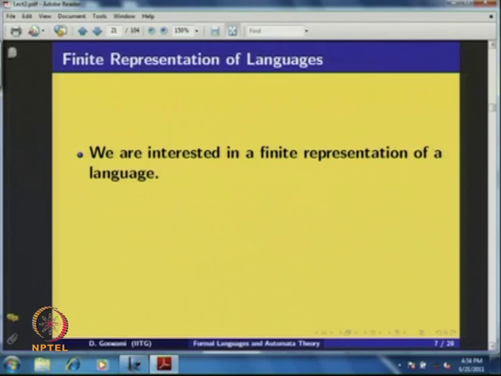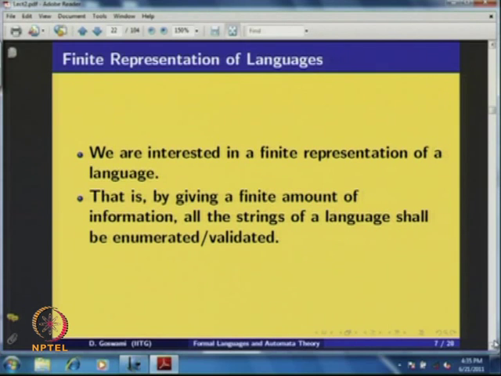Now, we will see how languages can be represented using finite information, that means finite representation of languages. We are mainly interested in a finite representation of a language. If a person is proficient in a particular language, it does not mean that he should reproduce all the sentences of the language. Basically, what we expect is that using a finite amount of information, one should be able to validate or construct different strings in the language. That means, by giving a finite amount of information, all the strings of a language shall be enumerated or validated. For example, a compiler can validate any program, which is nothing but a string from the programming language, using only finitely many instructions incorporated in it.